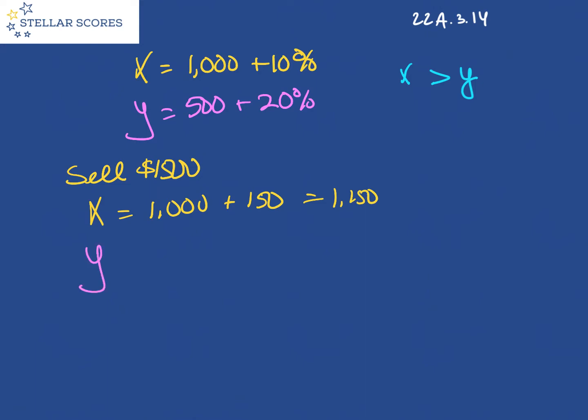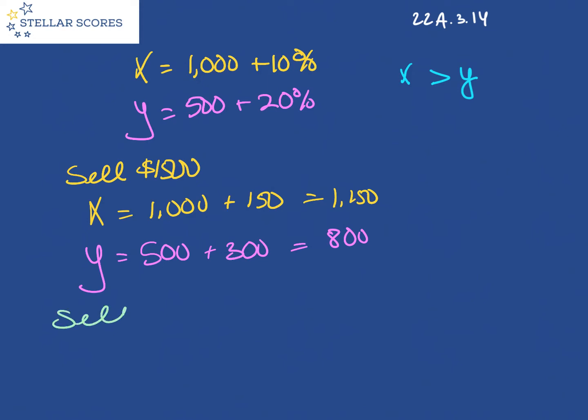Salesperson on Plan Y will earn $500 plus 20%. Now, all I need to do is take the 10% and double it to get 20%, right? So 150 times 2 is 300. So salesperson on Plan Y will earn 800. And clearly we can see at 1,500 that salesperson X is earning more than salesperson Y.